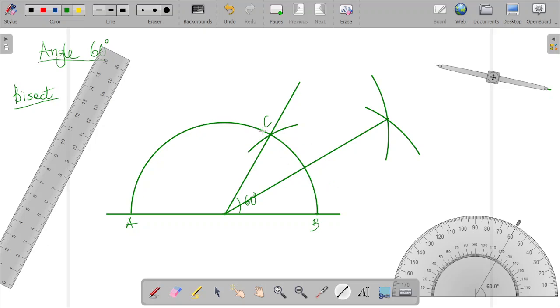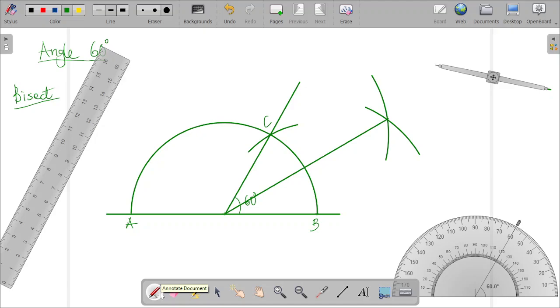You see, I placed the compass point on point B. I made this first arc, right? Then I placed the compass point on point C. I made another arc that must cut the first arc here, right? Then I use my long ruler. I draw a straight line from the point where the arcs meet to the center, right? And I got this. Now that's all. That's how to bisect an angle.